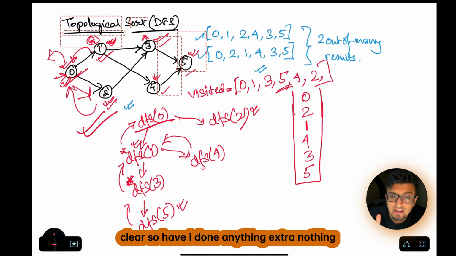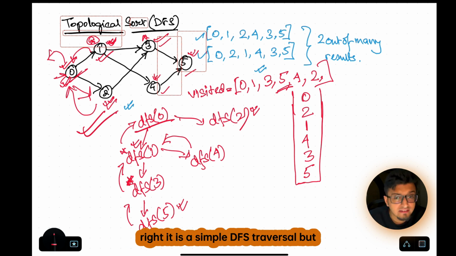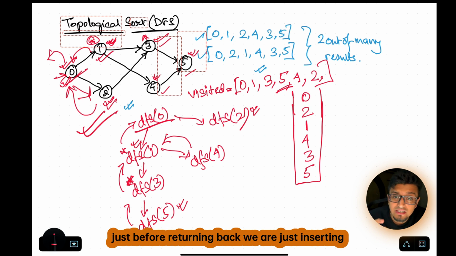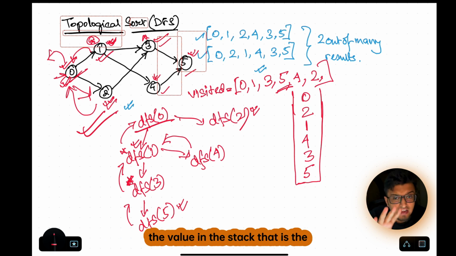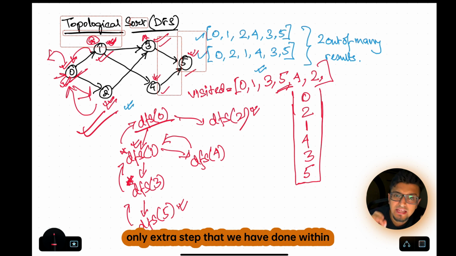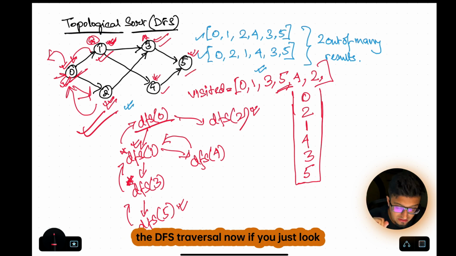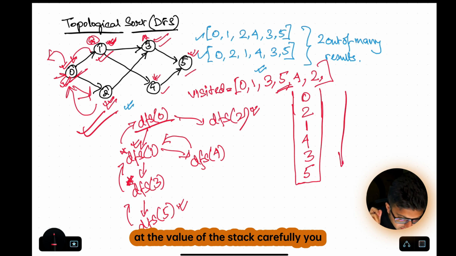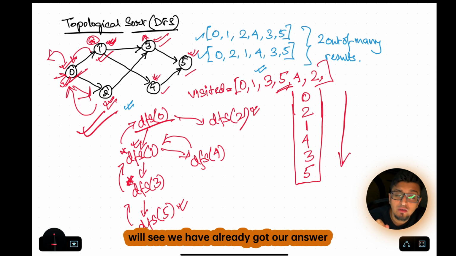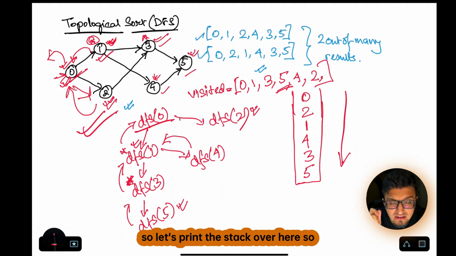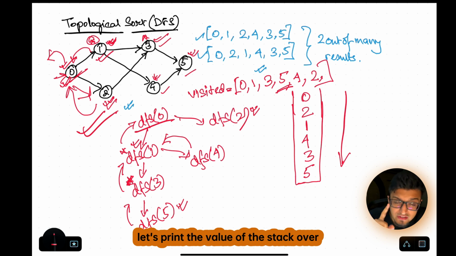Clear? Have I done anything extra? Nothing, right? It is a simple DFS traversal, but just before returning back, we are just inserting the value in the stack. That is the only extra step that we have done within the DFS traversal. Now, if you look at the value of the stack carefully, you will see we have already got our answer. So let's print the stack over here.